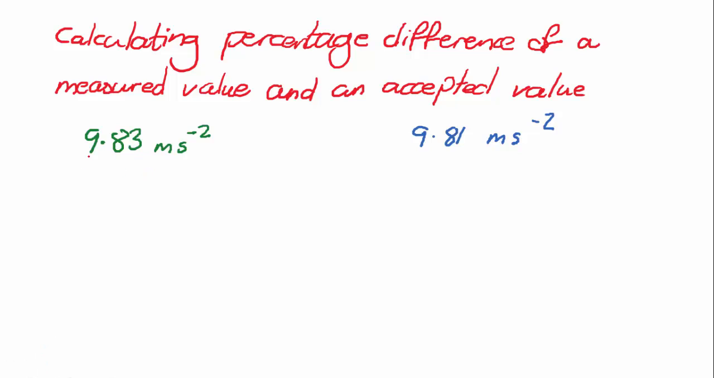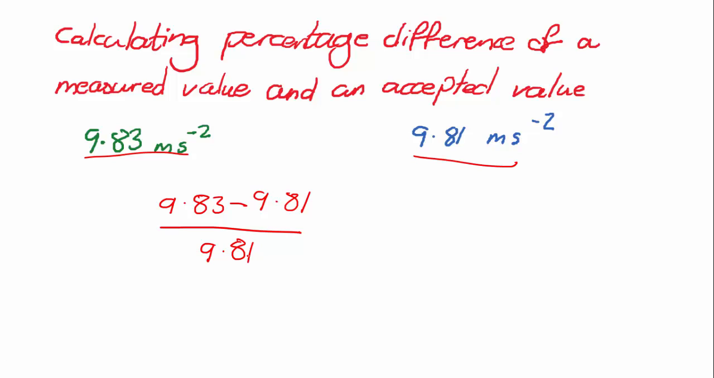Now we want to be able to calculate the percentage difference of a measured value and an accepted value. So a measured value is 9.83, the accepted value is 9.81, so I need to know what's the difference between those two, and I want to know that as a percentage of the accepted value, so I divide by 9.81. Multiply that by 100 again because it's a percentage, and then that comes out as being 0.20%.